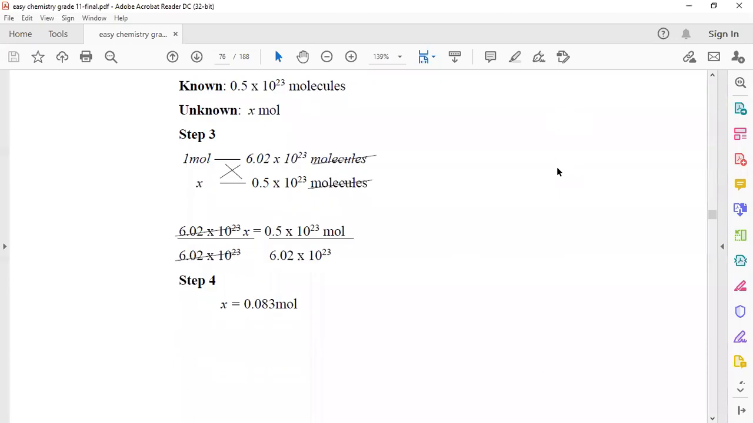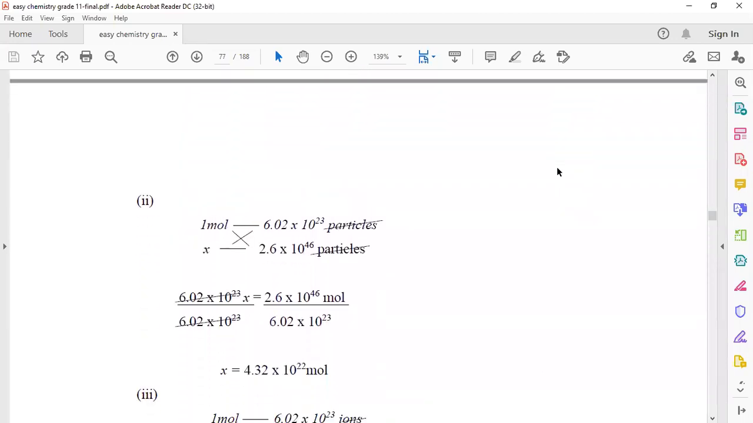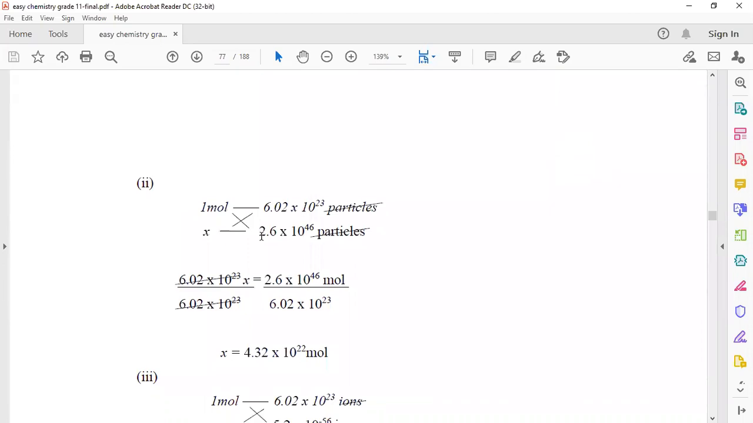You can scroll down and look at the other examples. So that was example number 1. Example number 2, we were given to find the number of moles that can contain 2.6 times 10 raised to the power 46 particles. So if we're dealing with particles, it means that your Avogadro number becomes particles.